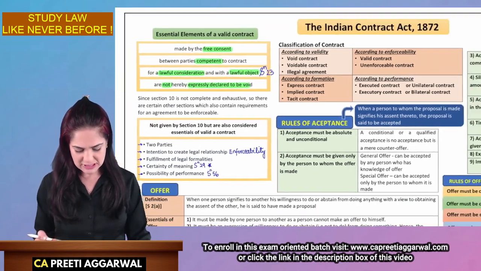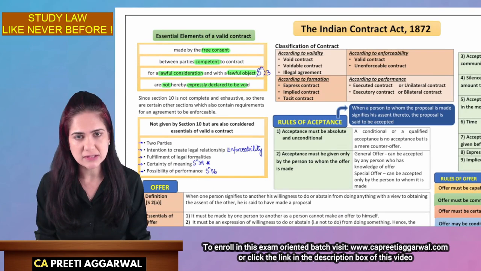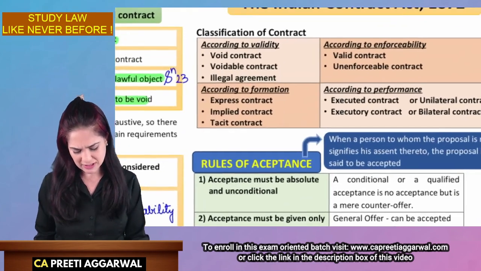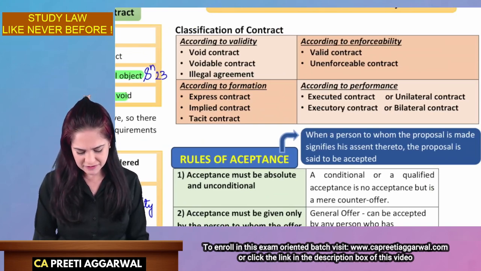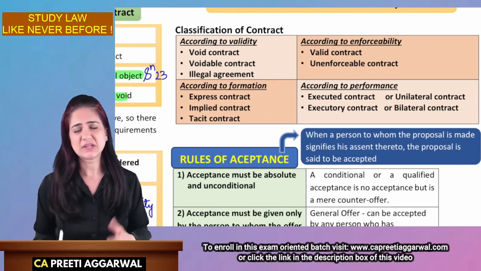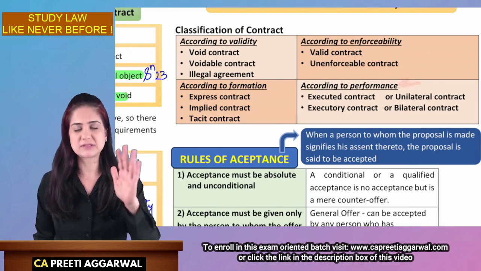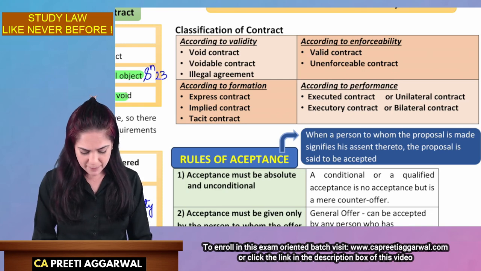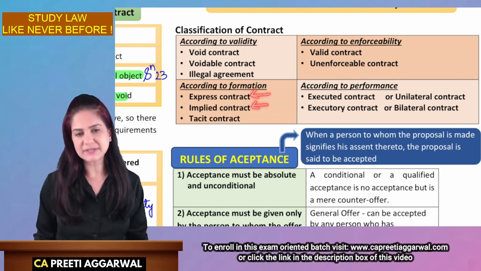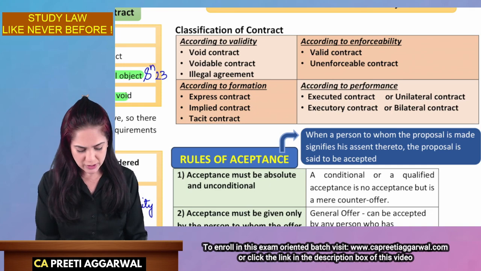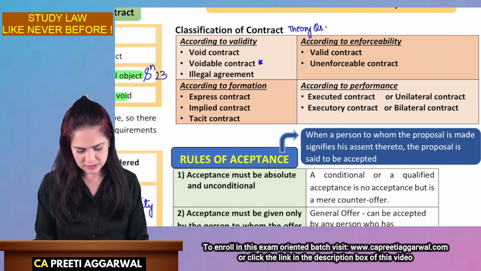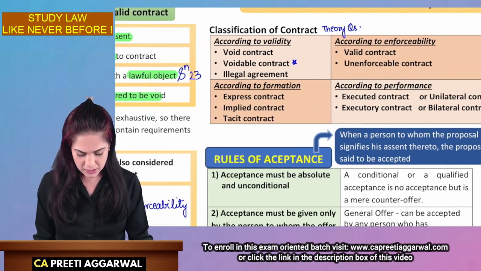Now, let us also discuss the type of questions that can be asked. Mostly theory questions will be asked on classification. So, they will say classify according to formation, classify according to performance. So, you will have to write the classification accordingly. Or they may say mention something about express and how is it different from tacit contract. So, you can expect a theory question. They also ask questions on what is the meaning of voidable contracts. Okay, so voidable is important.